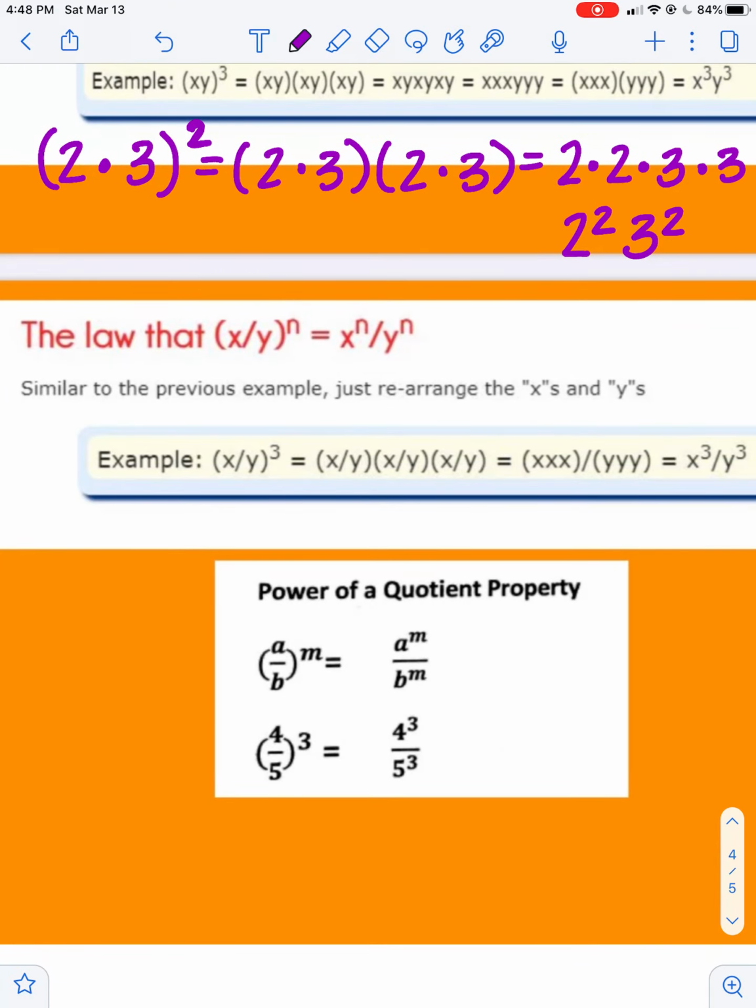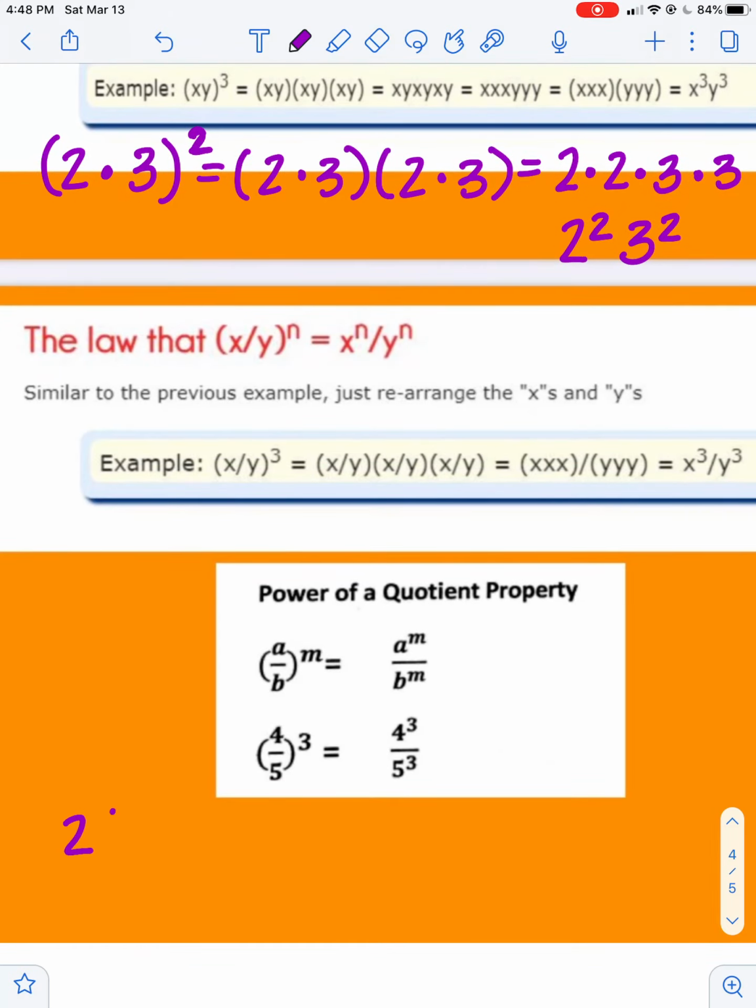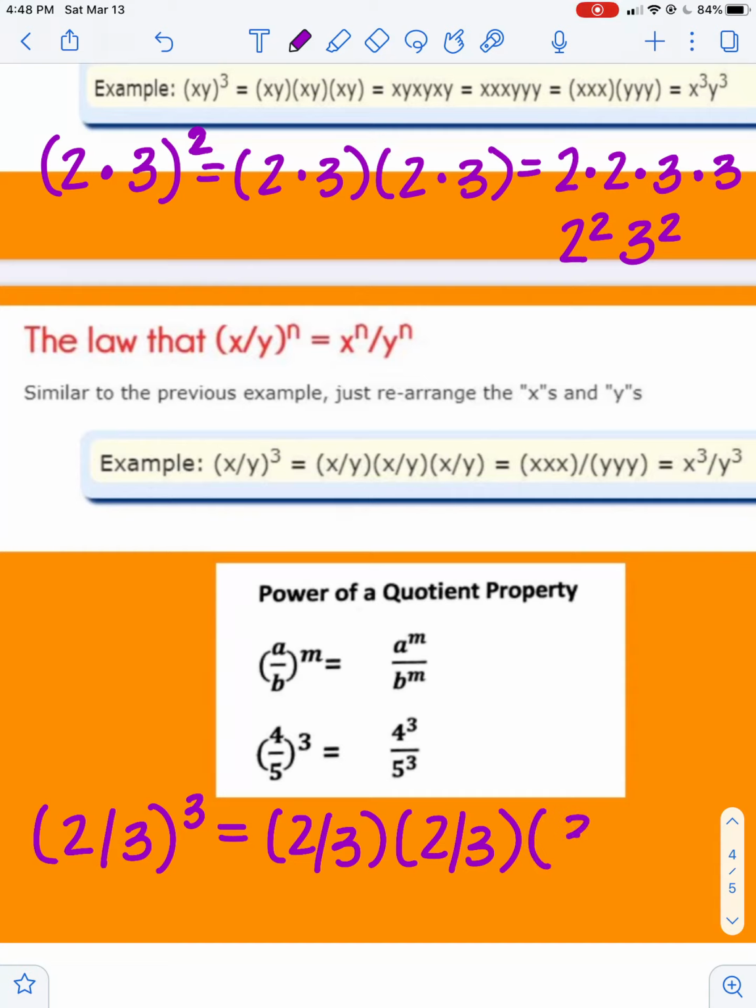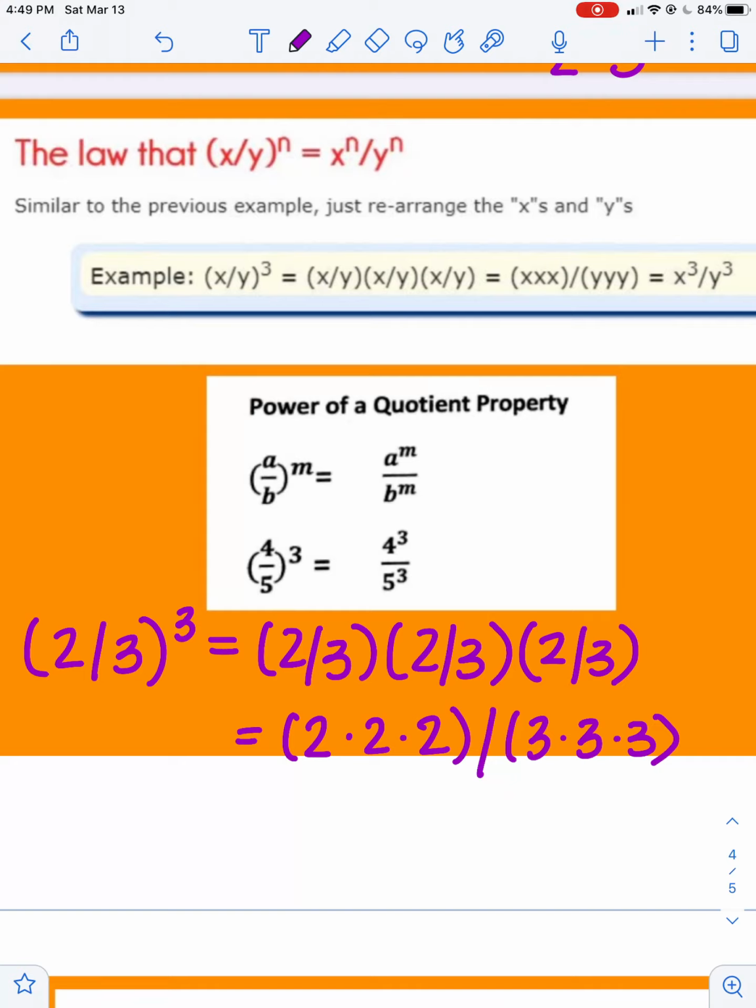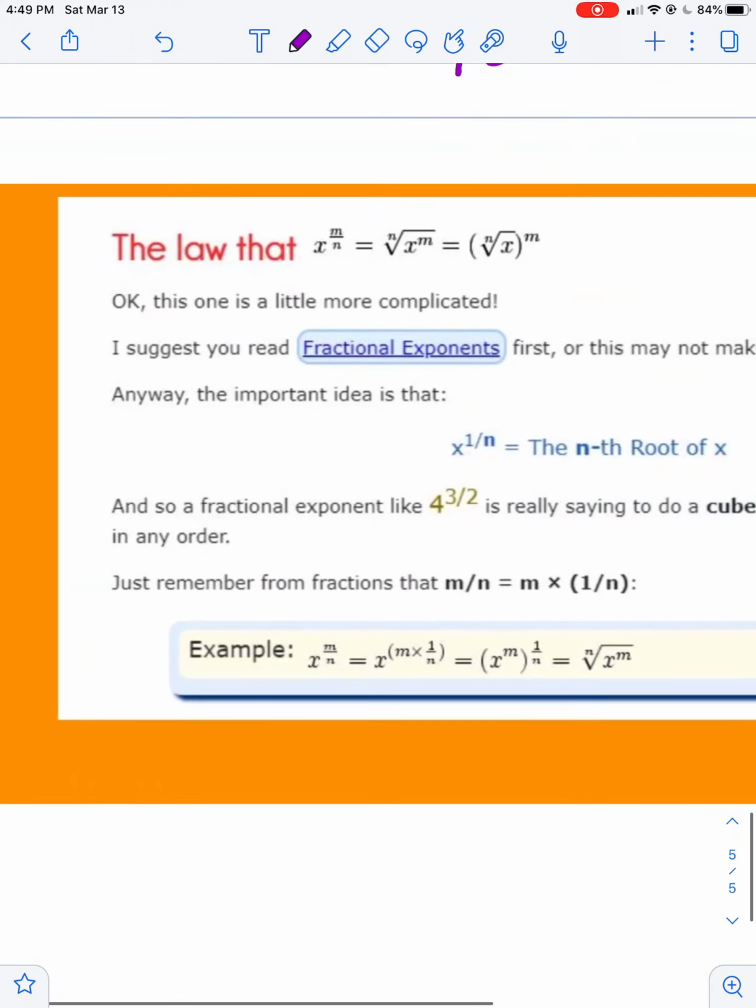So now we have the law that we can do that exact same thing with division, so that's what I'm going to show you here. If I had 2 divided by 3, and we'll do cubed this time, that means I have 2 divided by 3 once, twice, and 3 times. And when I rearrange everything, that gives me 2 times 2 times 2 divided by 3 times 3 times 3. And 2 times 2 times 2, since that's 3 times, is the same thing as 2 cubed. And 3 times 3 times 3 is 3 cubed. So that is why that rule works. Okay?